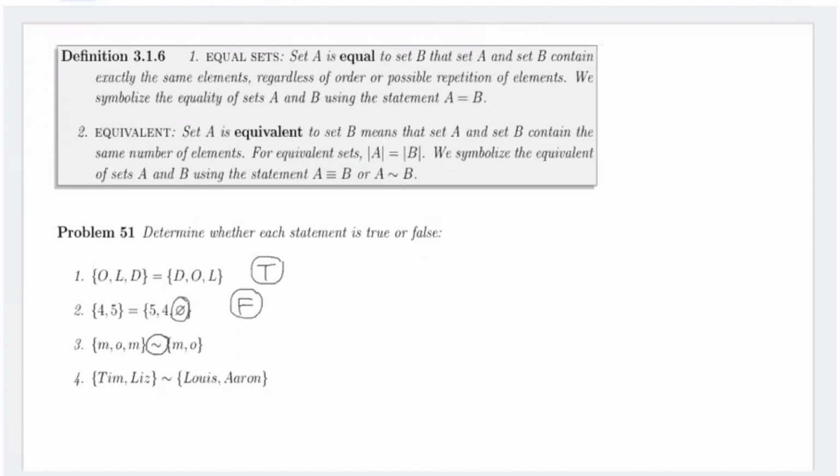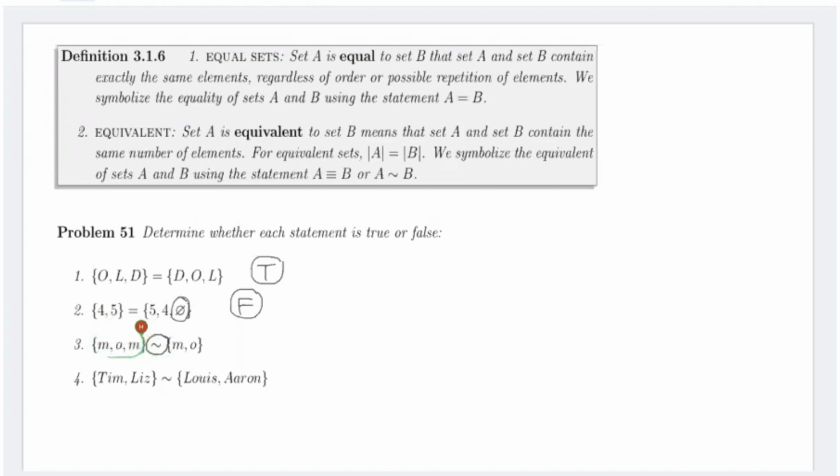Wyatt. I said this was false, but I think it might be true. I'm not totally sure. I'm a little bit confused after going through the answers for 1 and 2. I think I might have flipped them. Yeah, so in order to check the equivalency here, we have to check the number of elements.